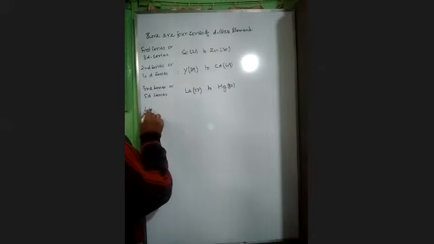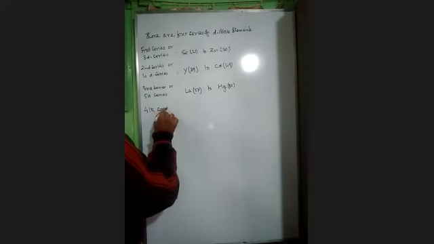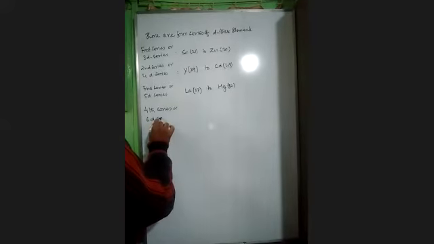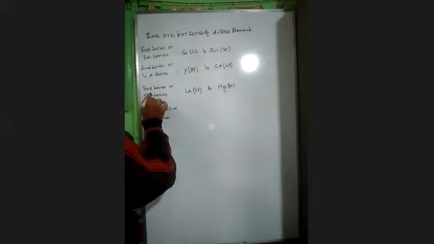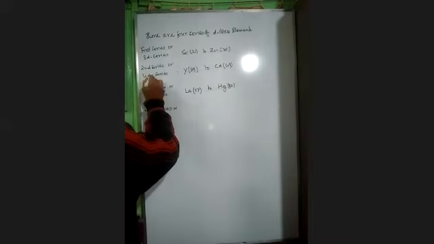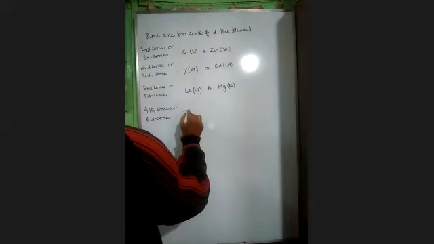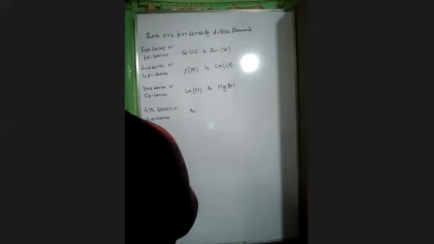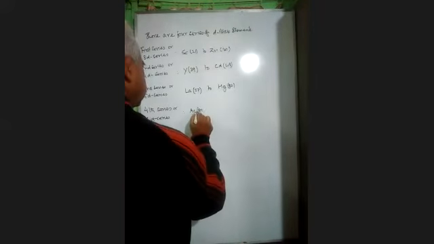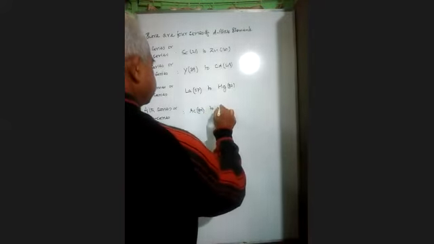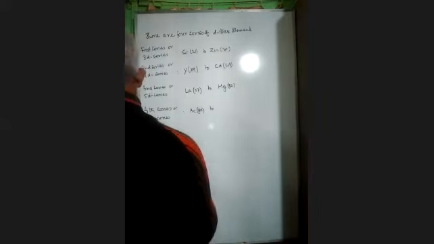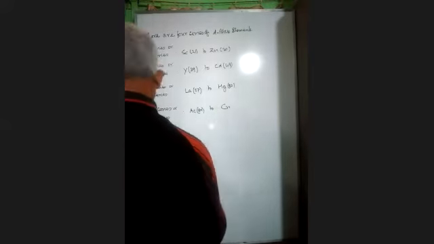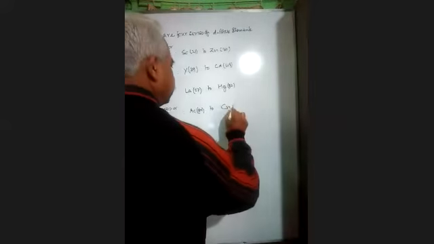Then fourth series or 6D series. So here also, see, it starts with actinium. And it finishes at Cn. It is 112.